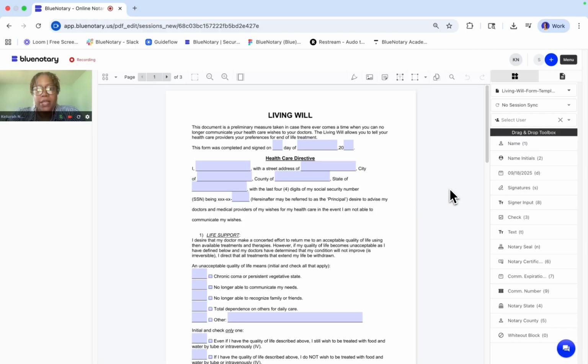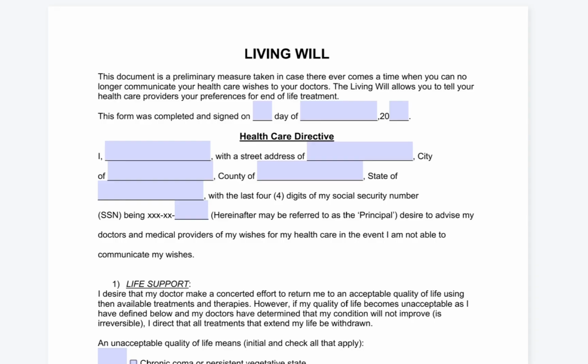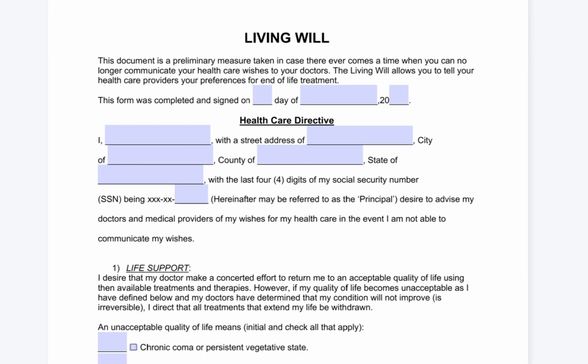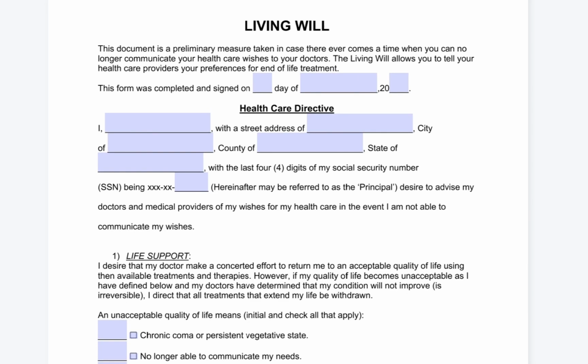We want to make sure that we have the appropriate date here when it was signed. The healthcare directive portion is for the principal, the person who is giving authority to someone to make their decision. So I, the person's name who is signing this, their address, their county, and the last 4 digits of their social security number, and they're referred to as the principal, want to make these wishes known for their health care.